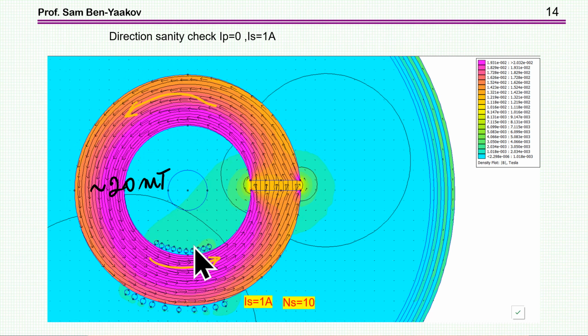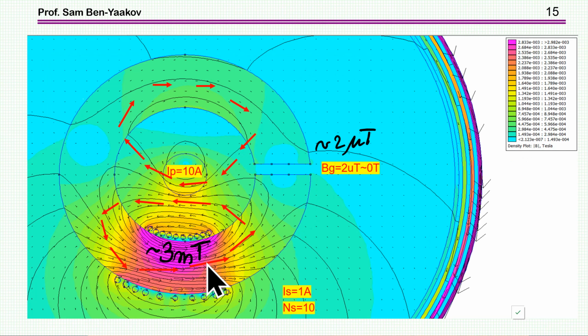Now, if we pass current only at the secondary, at the right value, that is 1 amp because we have 10 turns, then we see again about 20 millitesla, and the current and the flux is going, of course, the other way if the directions are correct. Now, if we have both the current of the center wire and of the winding here, the magnetic flux should cancel out, but as you can see, it's not exact, not at every point, okay?